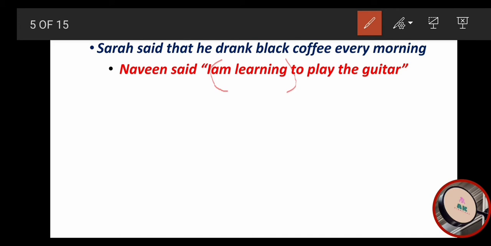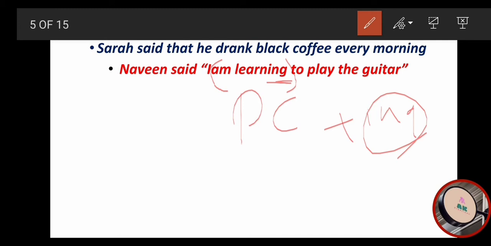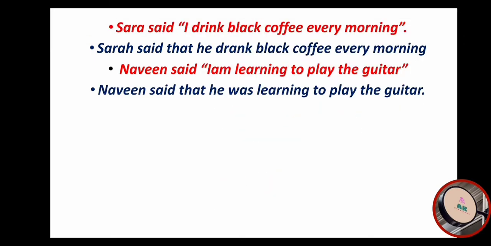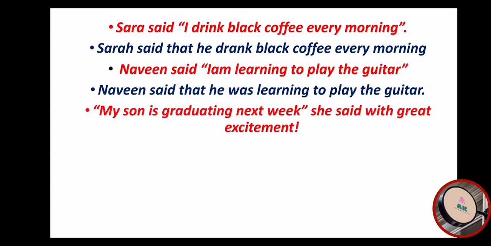So am learning is a present continuous. Okay, learning, learn plus ing, obviously it will be the continuous form. So this is the present continuous form. And how do you have to change it? Yes, you have to back shift the tense, changing it into the past continuous form. Okay, so here is the answer: Naveen said that he was learning to play the guitar. Now we'll move on to the next example.